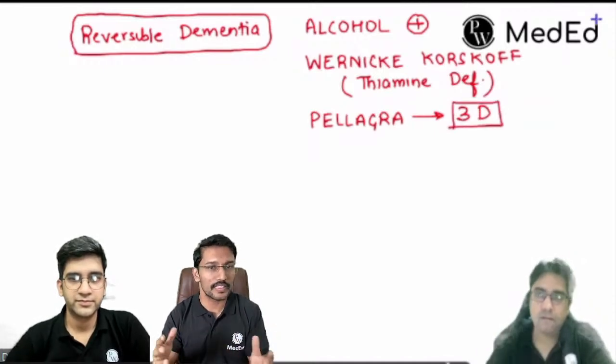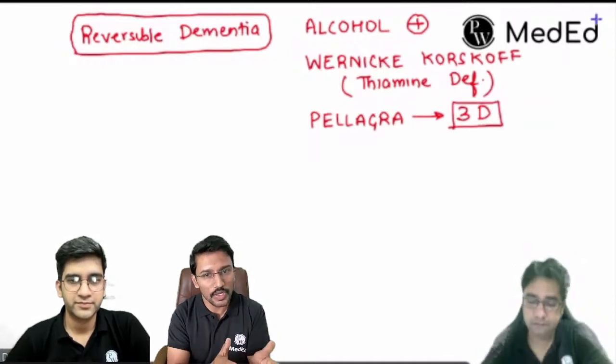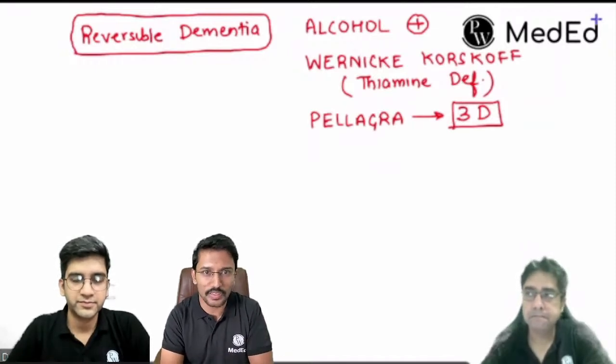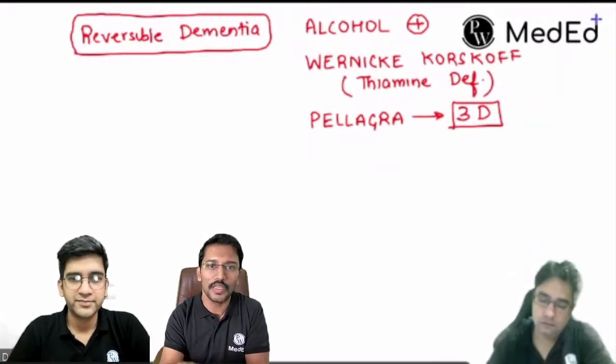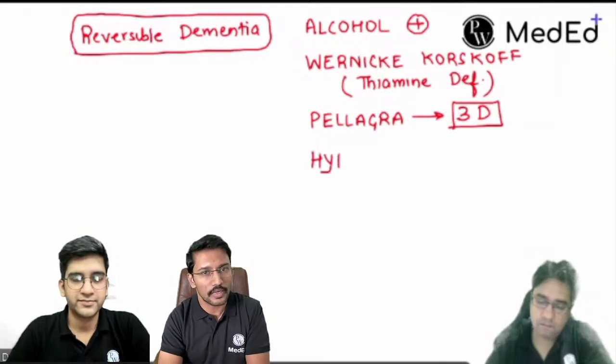Okay. Then there is an endocrine disorder which can lead to reversible dementia. And if you miss the diagnosis, you are pretty much liable to be sued by the patient later on. What am I talking about? Right. Hypothyroidism is one more reversible cause for dementia.